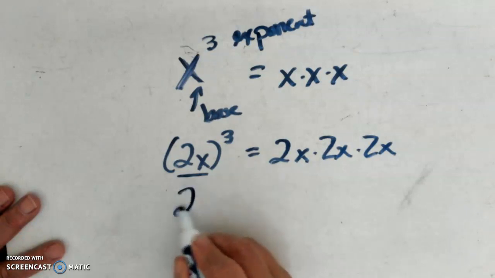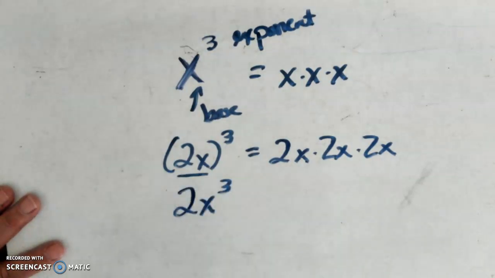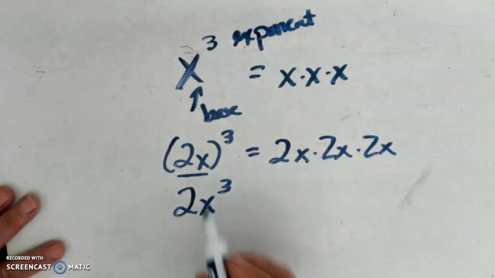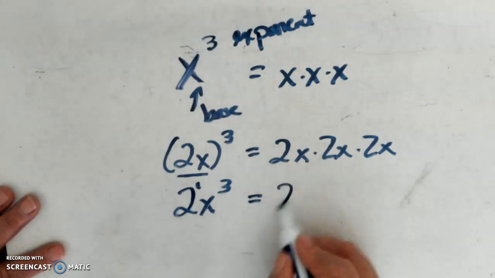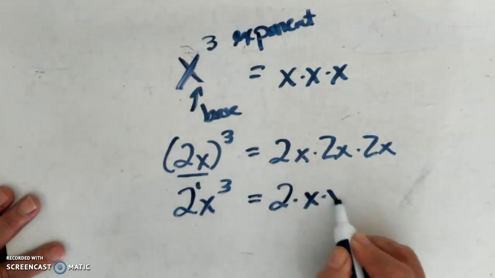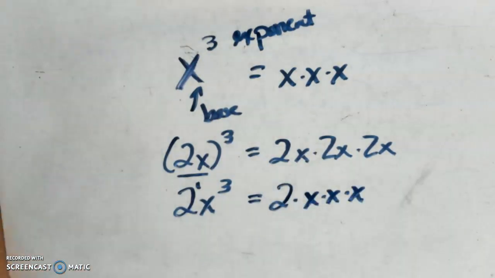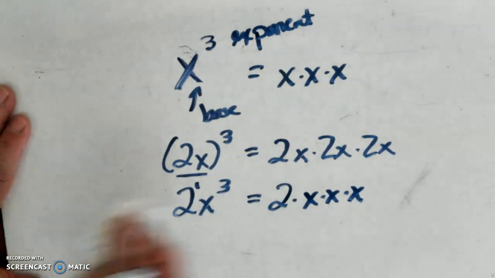Versus if I have something like 2x cubed, where 2 is a base, but it's got an exponent of 1, and x is a base, but it's got an exponent of 3. And if I were to expand this, it becomes 2 times x times x times x. Okay? Just a brief reminder of that.